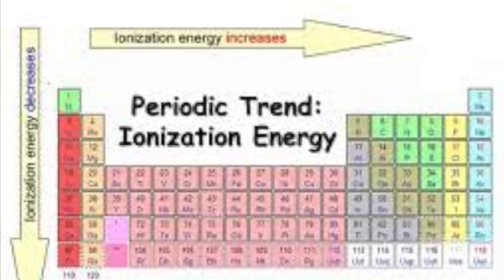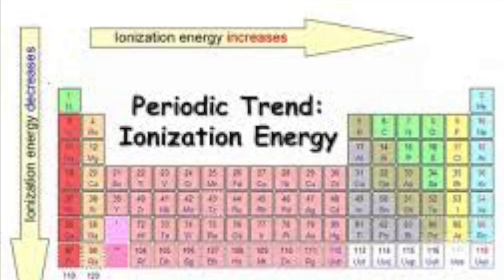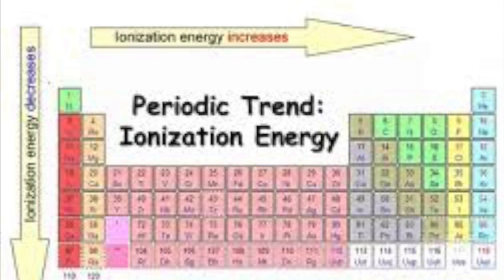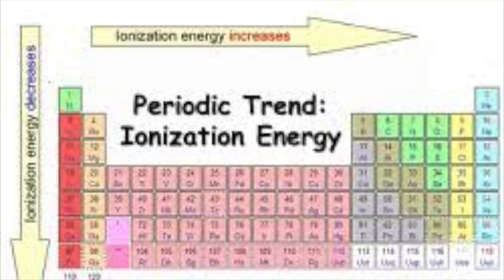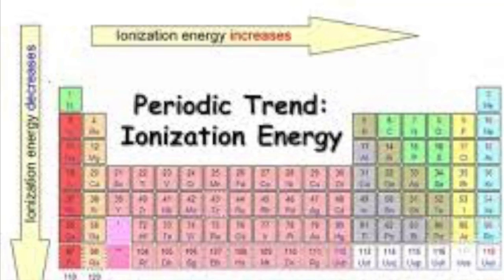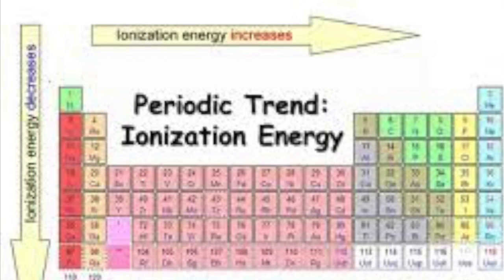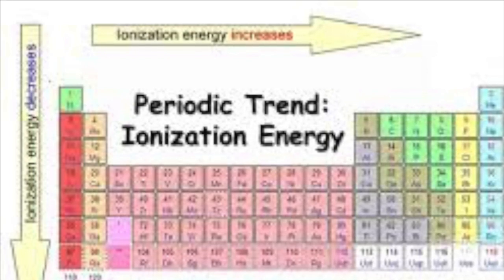Metallic reactivity increases going left because metals are on the left and they have fewer protons. It increases going down because there is more shielding, which means outer electrons are easier to lose.